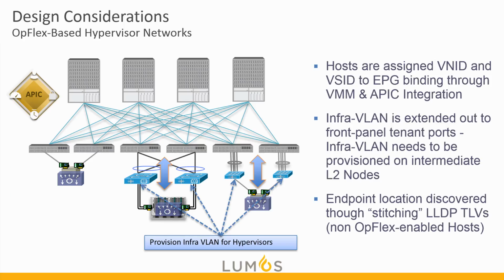Some of this is done away with by the ability of pre-provisioning, but hosts are assigned the VXLAN VNID, or vSID if it's Microsoft Hyper-V, and NVGRE to the EPG binding through the Virtual Machine Manager and APIC integration. The infrastructure VLAN is extended out those front panel access ports in the case of AVS, the Application Virtual Switch, controlled through OpFlex.